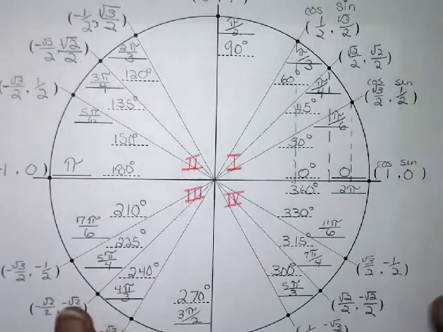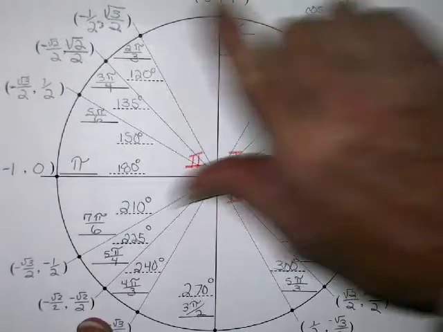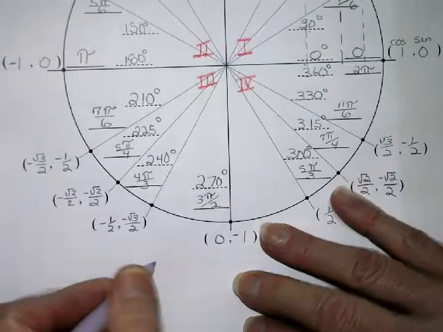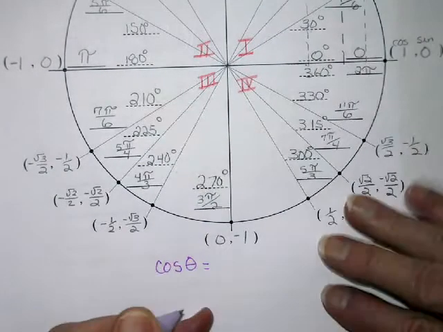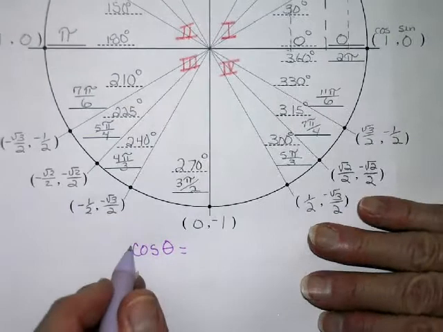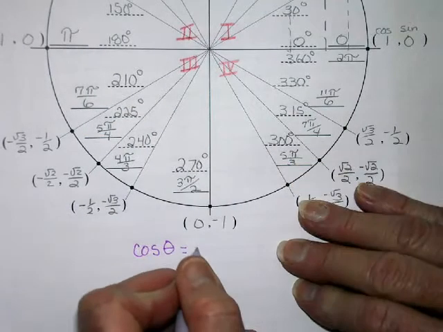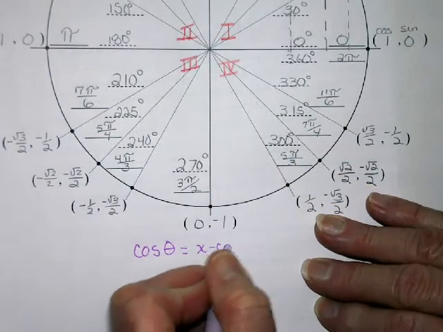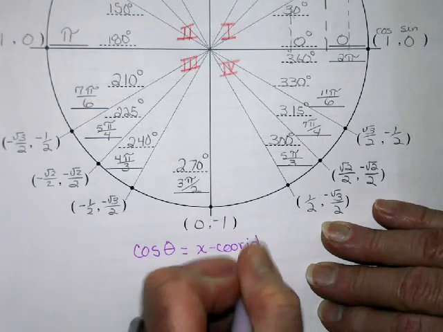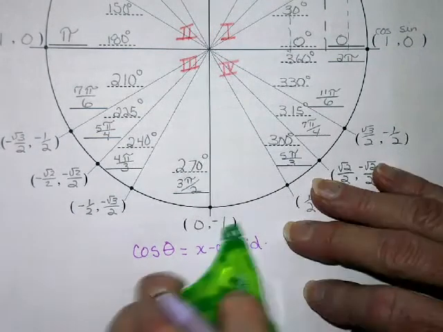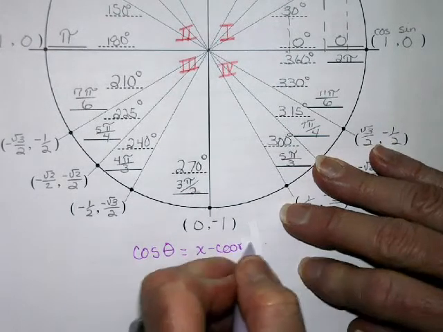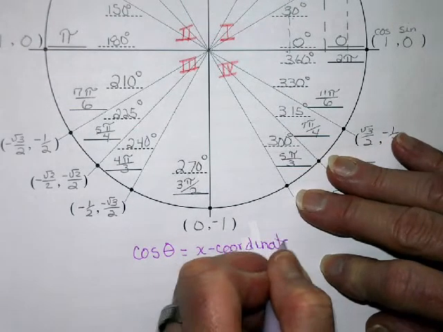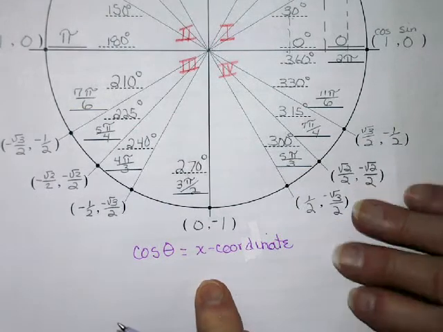We need to talk about, I already showed you where sine and cosine were, and so I'm going to write that down explicitly. The cosine of any angle on a unit circle, any angle I give you, is going to be the x-coordinate of the ordered pair. So this is on a unit circle.